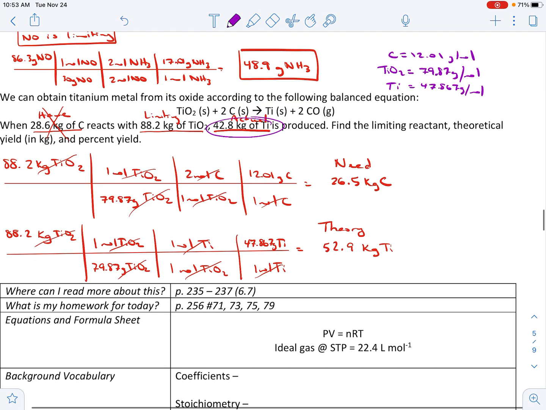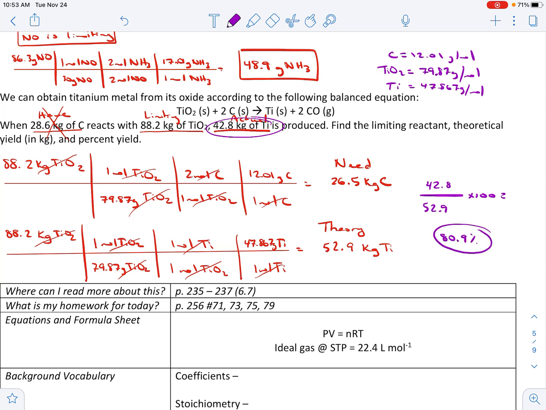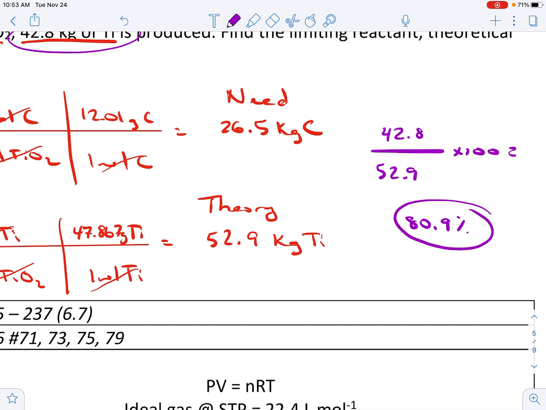So to figure out how well we did, we're going to take 42.8 divided by 52.9 and times that by 100. This will tell us how well our reaction went. 42.8 divided by 52.9 times 100. 80.9%. That's not terrible. All right. So we have an 80.9% yield.